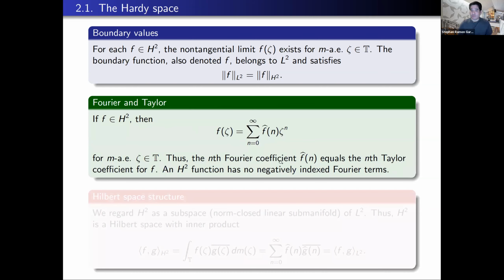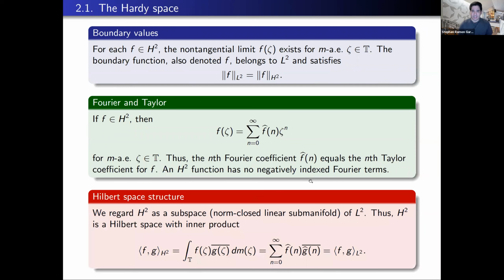And in fact, the nth Fourier coefficient, which I denote here with f hat of n, actually equals the nth Taylor coefficient for f at the origin, which is what we're saying here. And the way you want to think of H2 when we're thinking of it in terms of Fourier analysis, it consists of those Fourier series in capital L2 with no negatively indexed terms. And so we're going to think of H2 as a subspace, a norm-closed linear submanifold of capital L2, and capital H2 then becomes a Hilbert space endowed with this inner product that's compatible with the L2 inner product. You can compute things on the boundary.